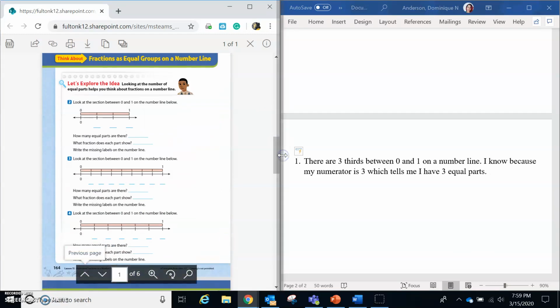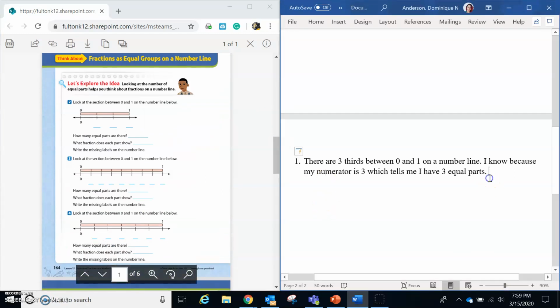All right, let's look. So it says, look at the section between 0 and 1 on the number line. How many equal parts are there? So remember, I'm going to count my spaces. So count with me. 1, 2, 3. How many equal parts do I have? 3. Good job, guys.